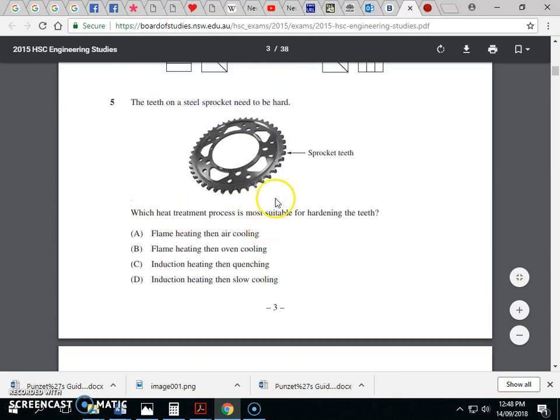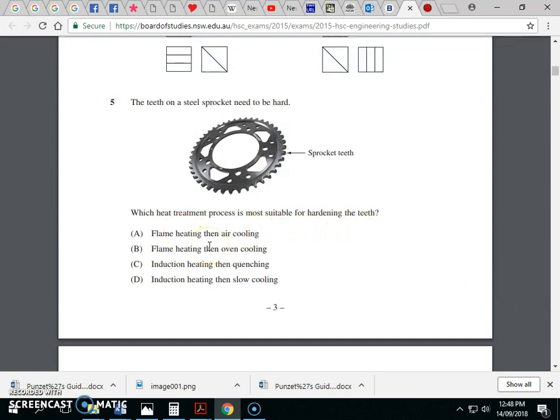Okay, this is a sprocket. Which heat treatment is most suitable for hardening teeth? Okay, so we've got flame heating or induction heating. Now, I like both of those. I think both of those are reasonable for hardening one part of the material. Now, why don't we harden the whole thing with quenching? The reason is that for something like a sprocket or gears, we need the inside to be durable. We need it to be ductile, so we want it to be tough. So we only want the hardness on the outside.